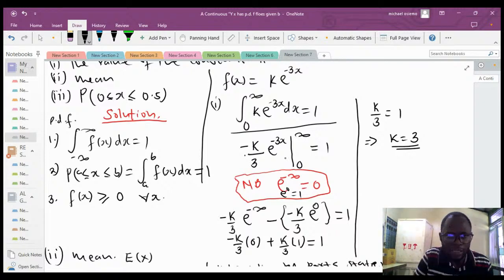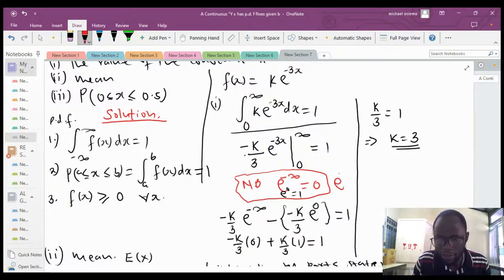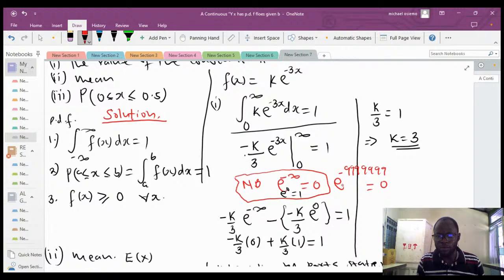To test that, you can put exponential raised to negative 9999999, and it will definitely be equal to 0. As this exponential gets smaller and smaller, it tends to 0. And exponential raised to power 0 is equal to 1. So basically, you need to know how to do basic integration to pursue probability density functions.